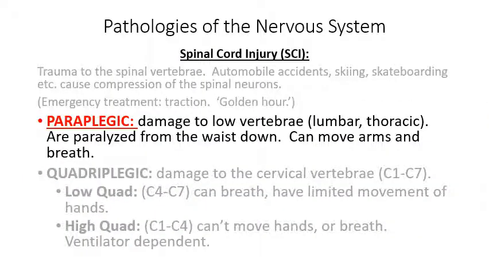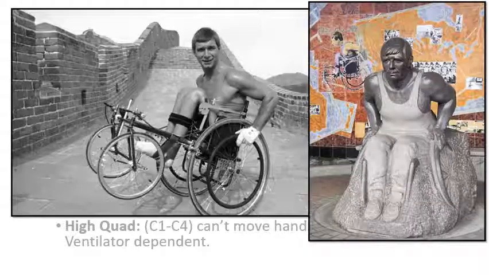All right, so again, I'll show you some famous people who you may or may not know, and when you see them, you'll think about these different types of injuries, right? So a paraplegic is somebody whose lumbar or thoracic vertebra has been damaged, and they end up being paralyzed from the waist down, but they can still breathe without a machine, and they can still move their arms. All right, now this is one of Canada's heroes, right?